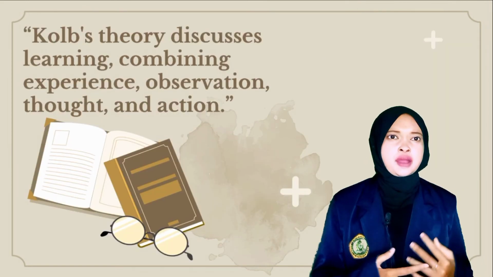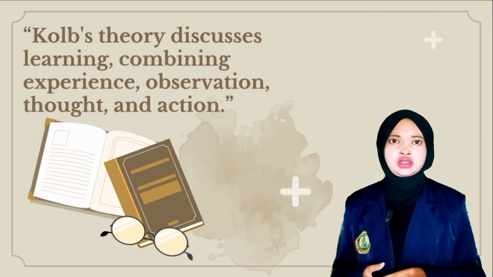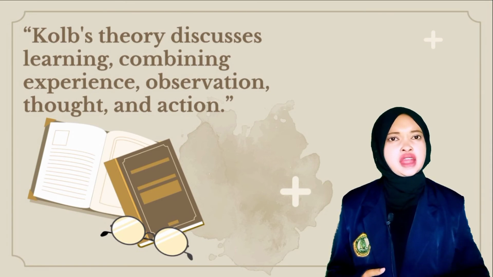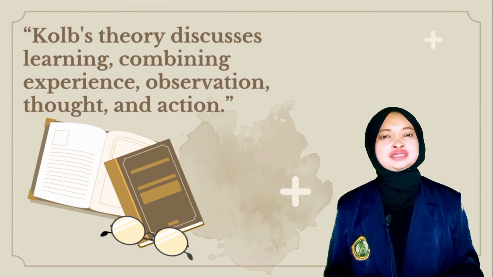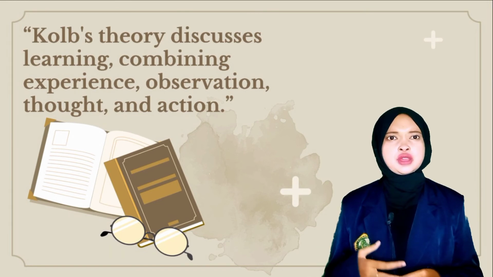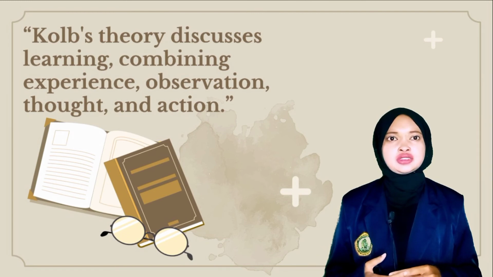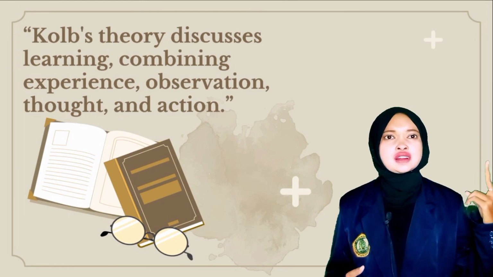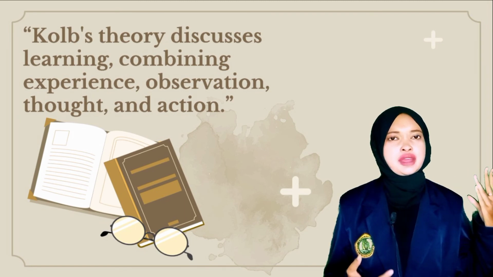Learning is a process whereby knowledge is created through the transformation of experience. In conclusion, Kolb's theory describes learning combining experience, observation, thought, and action. I said at the beginning of my speech that Kolb's theory could be used to help improve student understanding of the learning process. The theory has four stages: concrete experience, abstract conceptualization, reflective observation, and active experimentation.